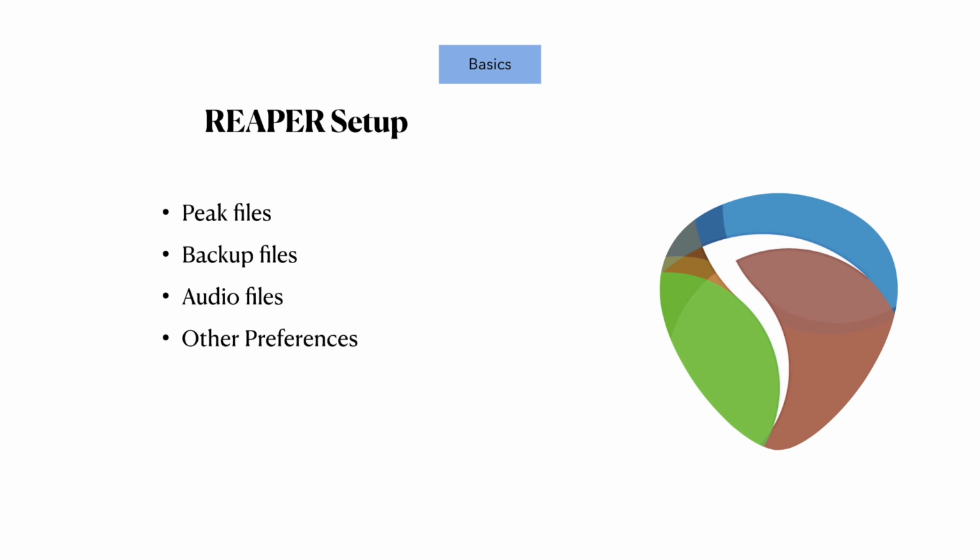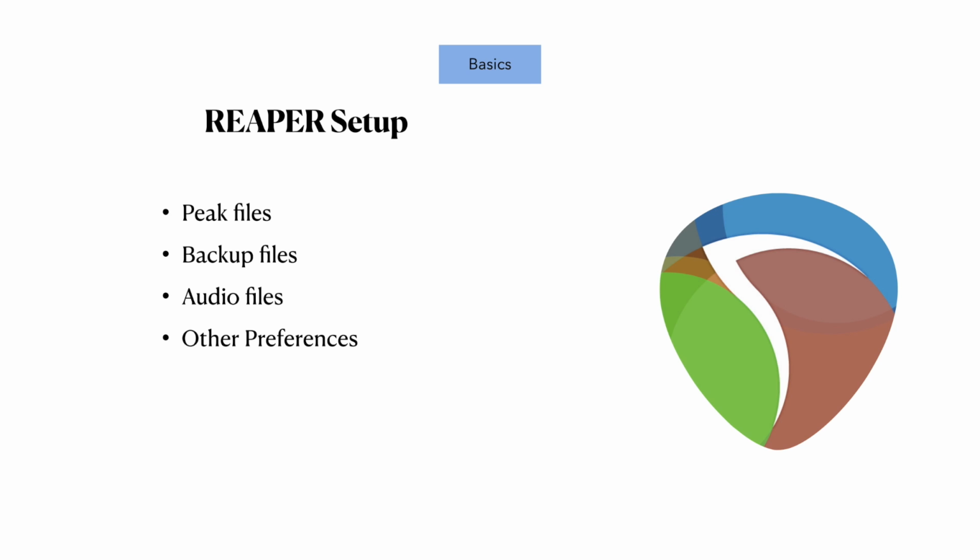So let's have a look at how to set up Reaper for our immersive audio production. First off, we have to understand what kind of files Reaper is creating in the process of working with it. So the first type of file Reaper will create is a peak file. This peak file just basically stores all the visual information about the waveform of a file.